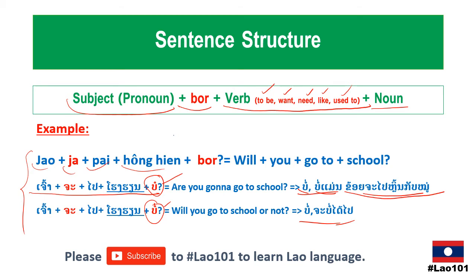Or this one is more like a persuasive sentence. เจ้าจะไปโรงเรียนบ่ with a lower tone. Will you go to school or not? บ่ข่อยจะบ่ได้ไป. You can remove จะ for future. บ่ข่อยบ่ได้ไป. I will not go.